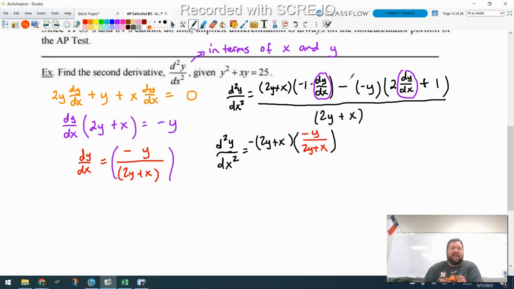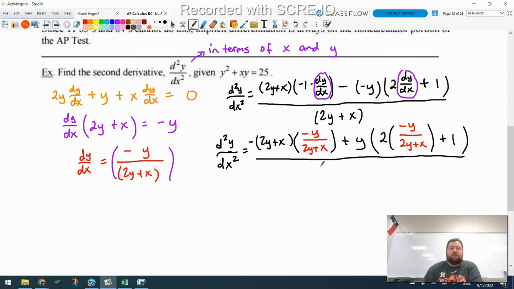Then I have a negative times a negative, so I'm going to write that as a plus y, parentheses. Then I have a 2, and then I'm plugging in my dy over dx once again, right here. Negative y over 2y plus x. Then I have my plus 1, and then all of this is over 2y plus x squared. I forgot to put my squared on the last step. It's the denominator squared for the last part of the quotient rule.